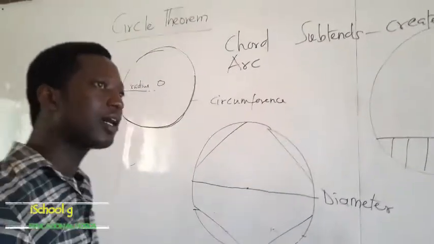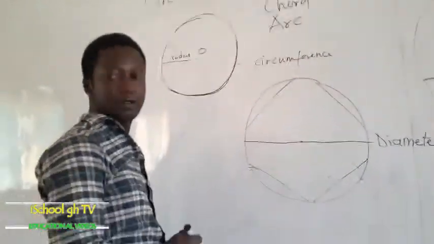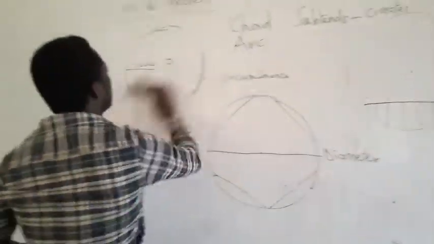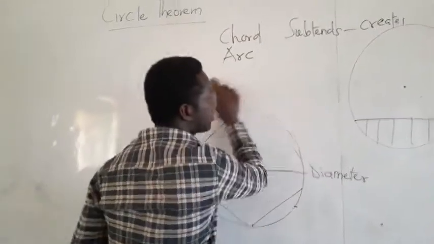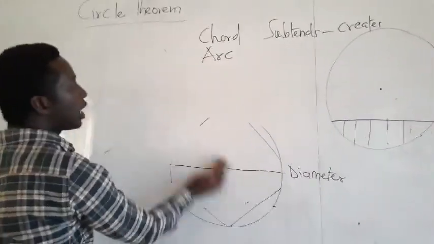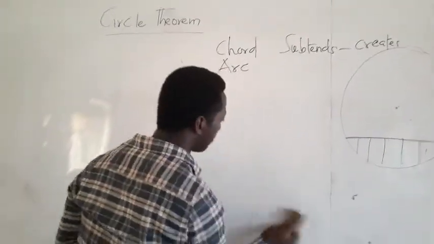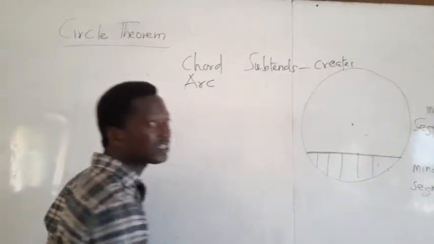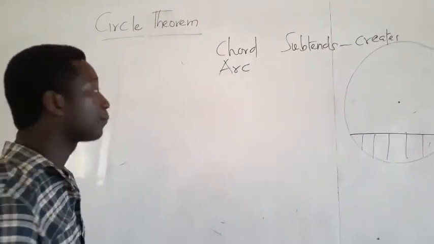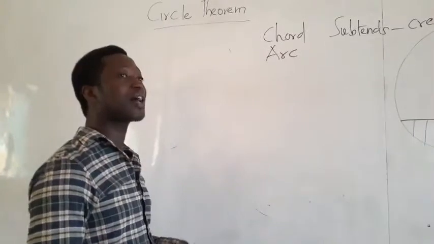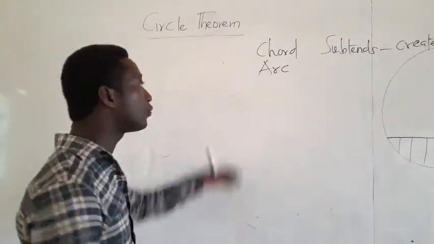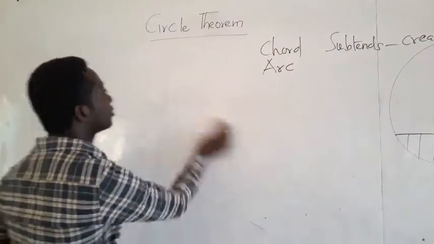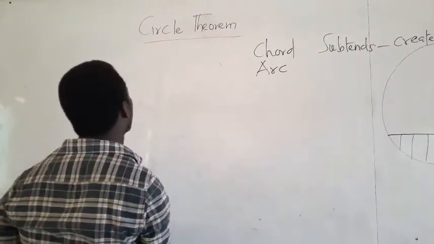So we create angles in the circle. Now, before we move on to the theorems, I want to illustrate how angles are formed. That is very, very crucial. I want to illustrate how angles are formed within the circle. Okay, so, how angles are formed.